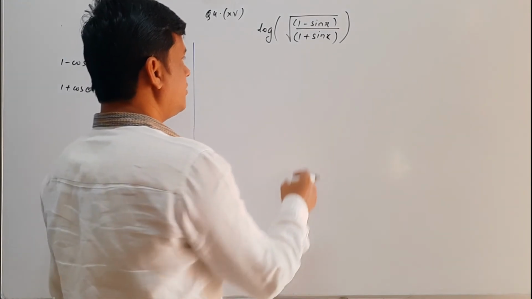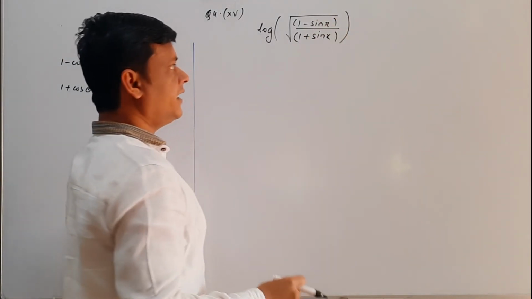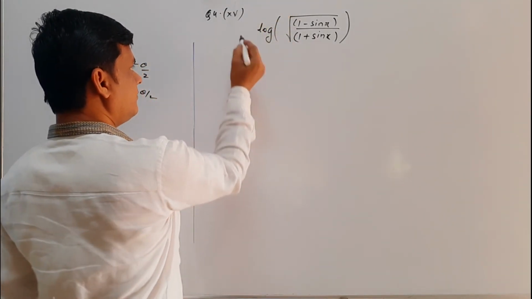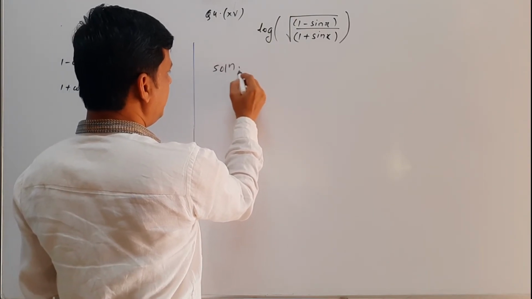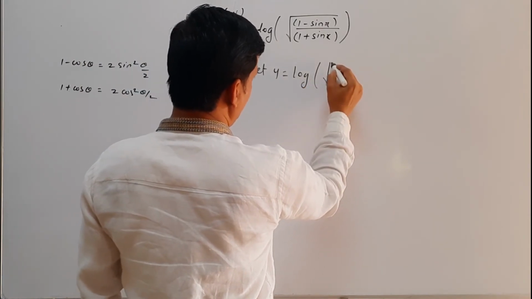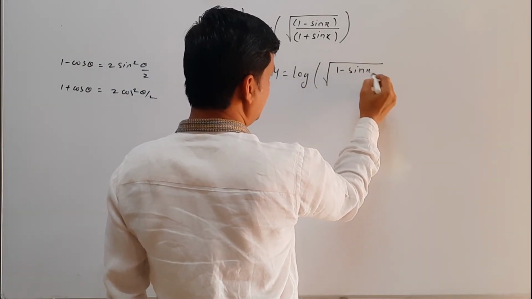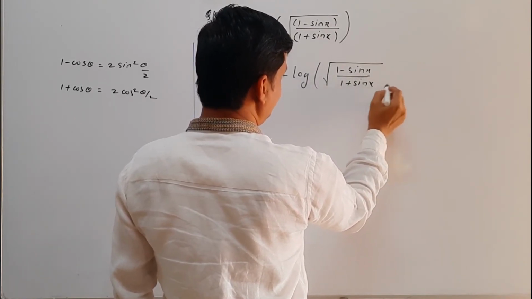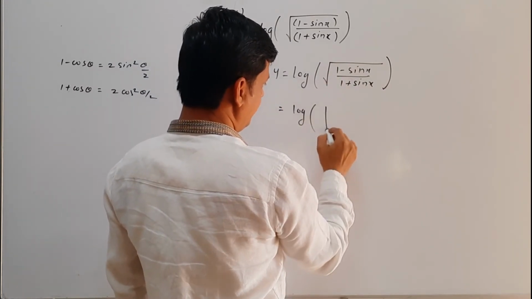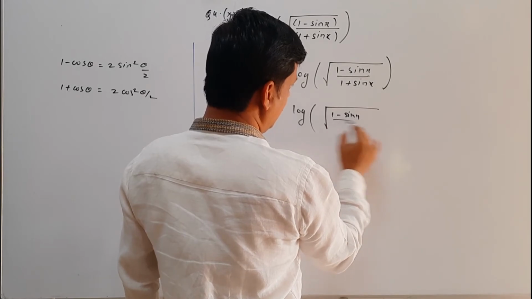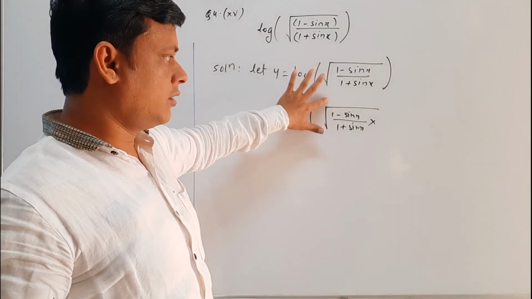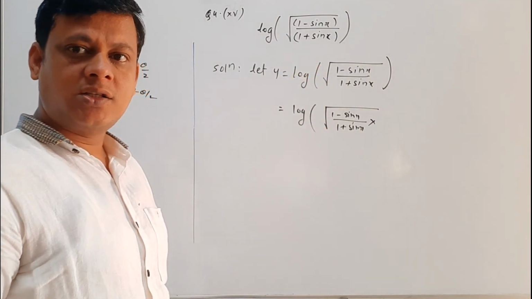Now our aim is to reduce this 1 minus sin x, 1 plus sin x, so as to cancel this square root. So first we write in the solution the given value as y. So let y is equal to log of root of (1 minus sin x) upon (1 plus sin x). So we take 1 minus sin x upon 1 plus sin x as it is. Now we have to remove this root. So for that we require the quantity in square form.